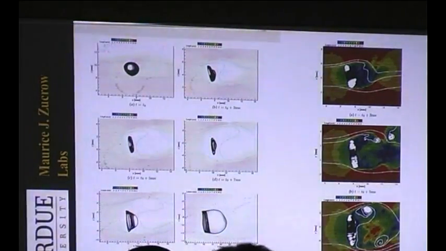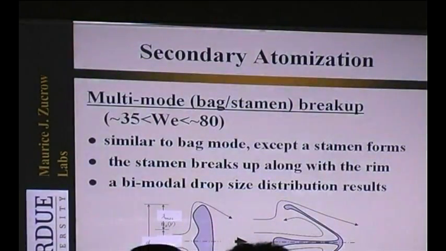Okay, on to slide 7. We'll now increase the Weber number to the next range of drop breakup geometries, the so-called multi-mode, or what we refer to as bag-and-stamen mode.